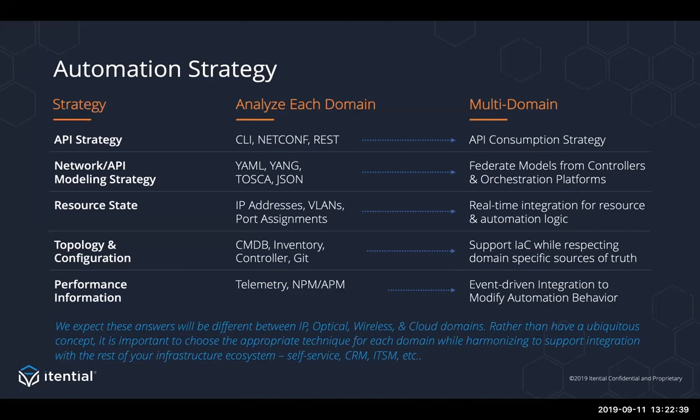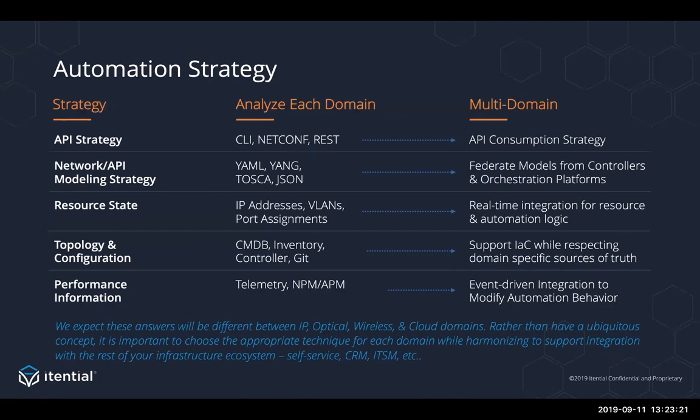So if we break it into those five groups, and we could go into detail with more, then we really need to look at what is the right technique for each of these domains. Is this a domain that is dominated still by CLI? Is this a domain that has evolved to more of REST-based interfaces? Or is this more of an IP type of environment that is migrating towards a netconf centric view of the world? And then look at those modeling techniques. Is it YAML? Is it Yang? Is it Tosca? Is it JSON? We need to understand how to federate those models from those systems so we can have the most robust interface to be able to adjust our automation decisions on the fly.